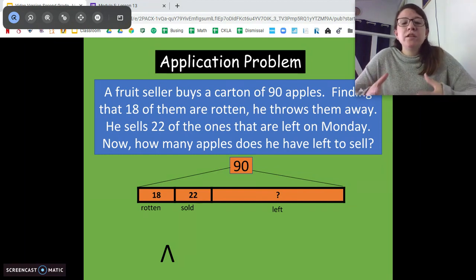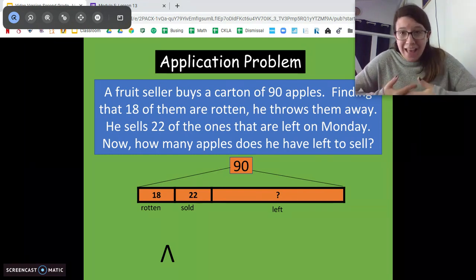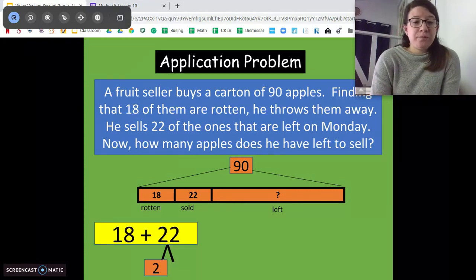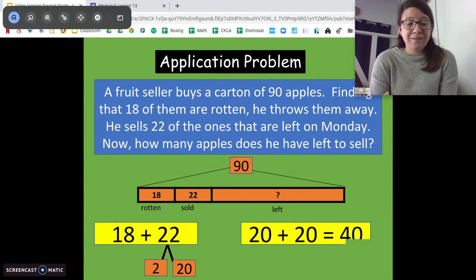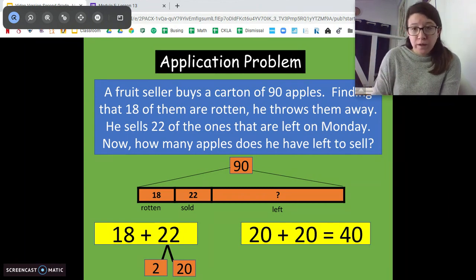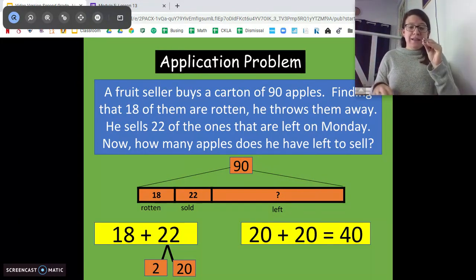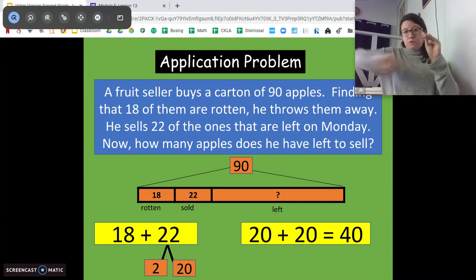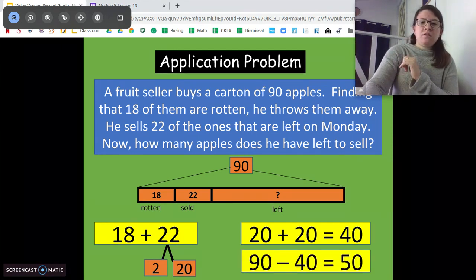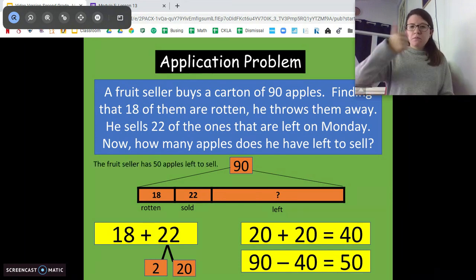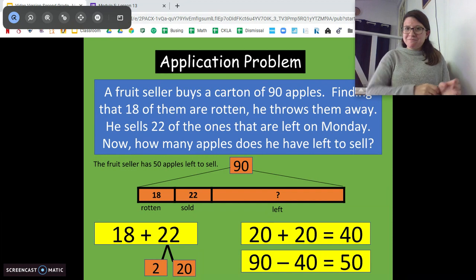Ready? So what I want to do is figure out how many apples he can't use. So I'm going to add the 18 and the 22. Make my number bond, and I get 40. Okay, so he can't use 40 apples. 40 apples are gone. So how many does he have left? We know he started with 90, and he used 40, so 40 are gone. So I'm going to take away those 40 from the 90. I'm going to get 50. So he has 50 apples left. How'd you do? Good job.